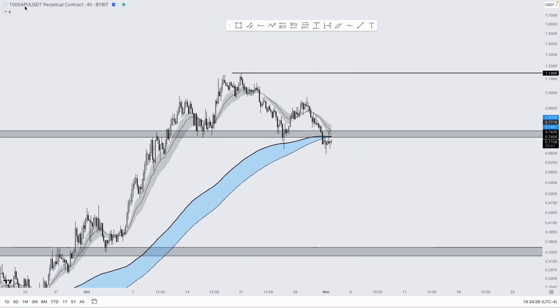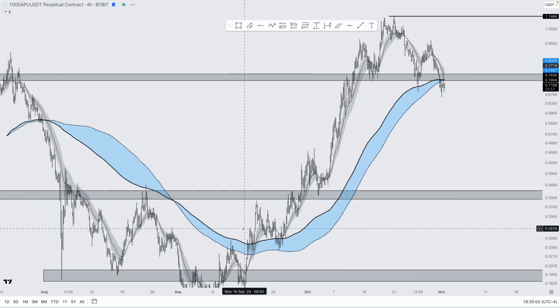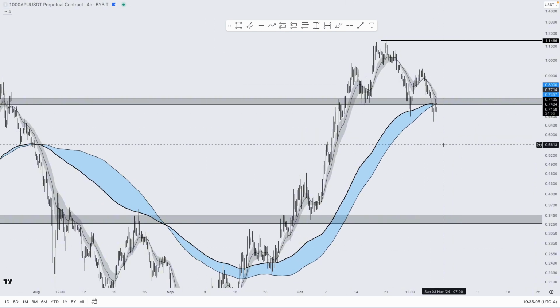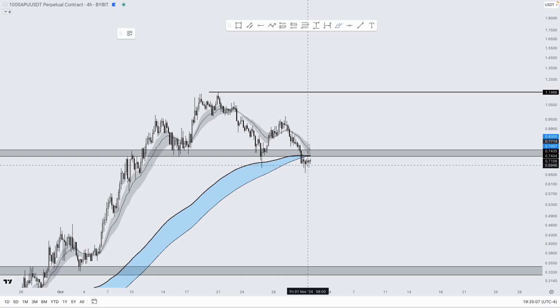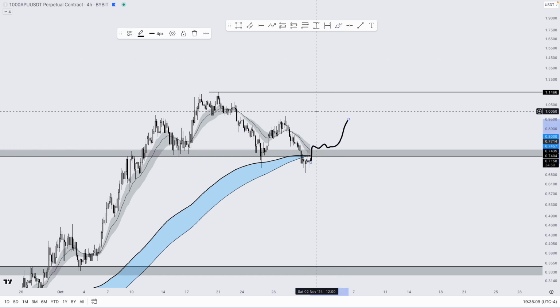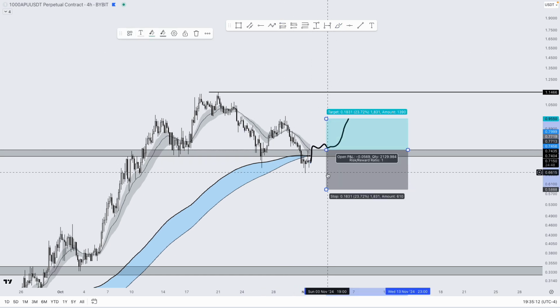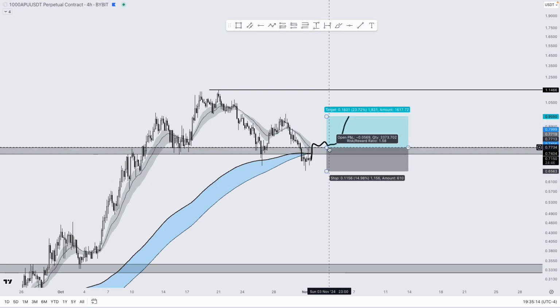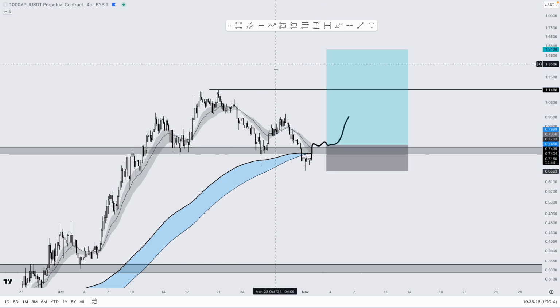Okay, so AP, however you say this, I was watching 4-hour 200s, but it looks like it has broken down here. Maybe if it can get back above them, I'll look for continuation higher. Something like this would be what I want to see here. So you stop here. Look for continuation higher from there.